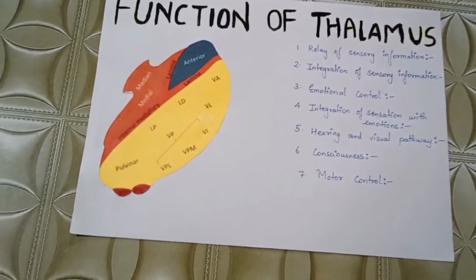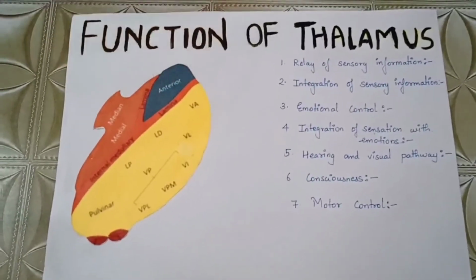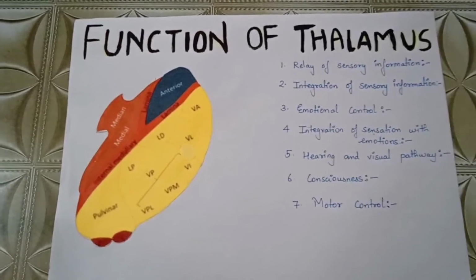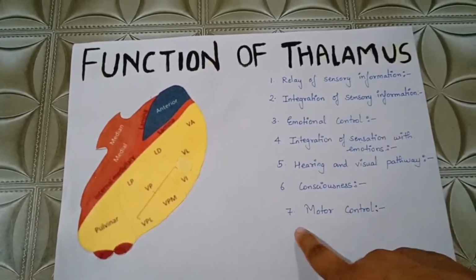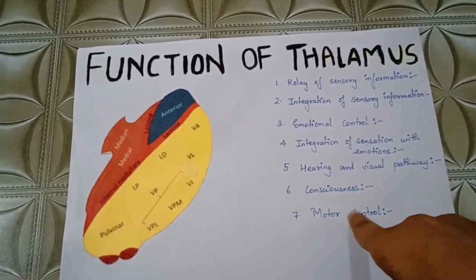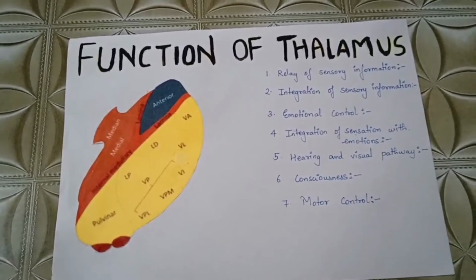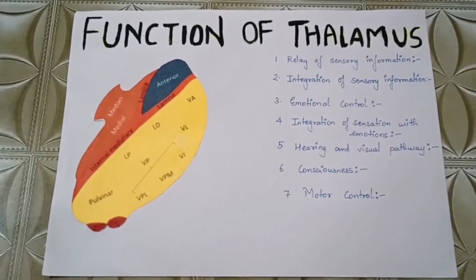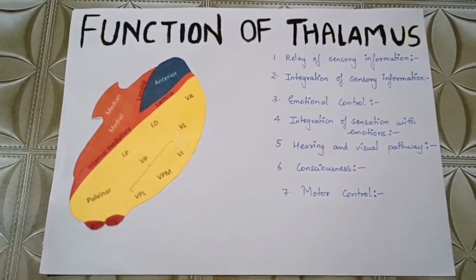Let's see in detail the motor control, that is the seventh point. The ventral anterior and the ventral lateral nuclei of the thalamus are a part of the basal nuclear circuit of the voluntary movement control. They receive information from the globus pallidus and send the information to the motor cortex. Actually, they are so essential for the cognitive control of the motor functions.